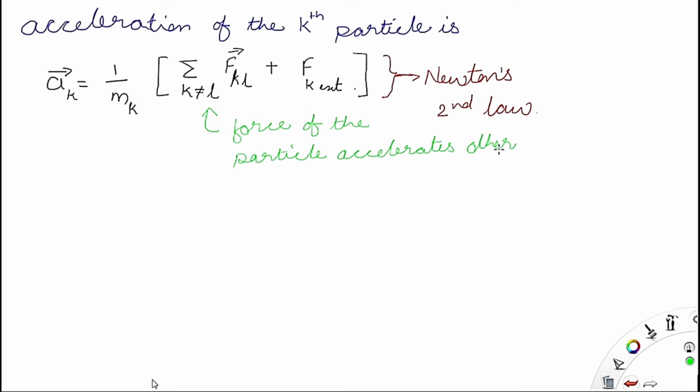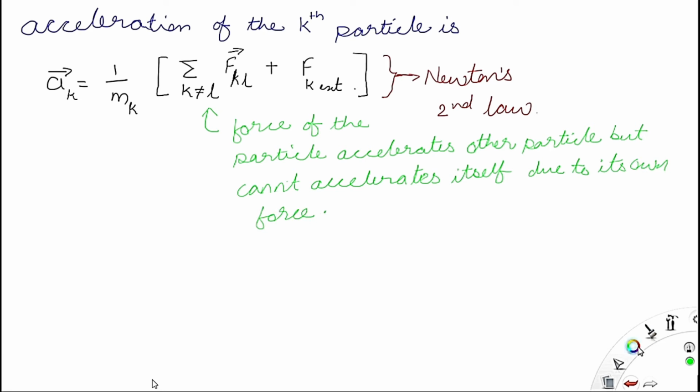In the summation over k not equal to L of FKL, a particle can accelerate other particles but cannot accelerate itself due to its own force. FKL means the force experienced by K due to L. So it can never be FKK. K will not experience the force that it applies on other bodies, and similarly L does not feel the force applied by itself.